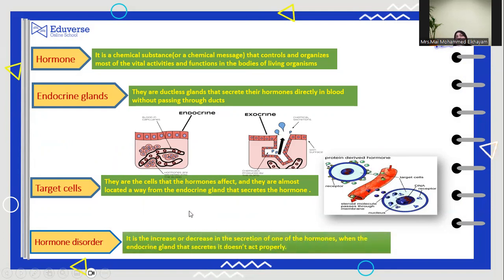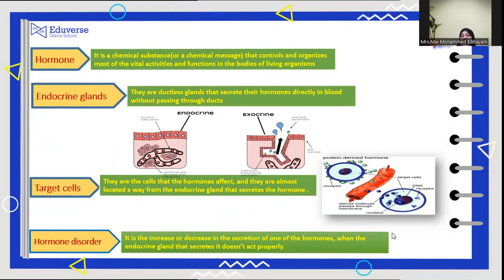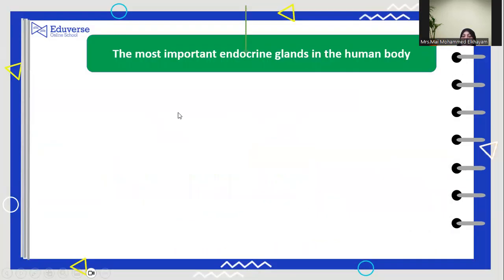If any problem happens in the endocrine gland, which causes an increase or decrease in the secretion of hormones, this will lead to disease symptoms, which is called hormone disorder. Hormone disorder is the increase or decrease in the secretion of one of the hormones when the endocrine gland that secretes it doesn't act properly. What are the most important endocrine glands in the human body?